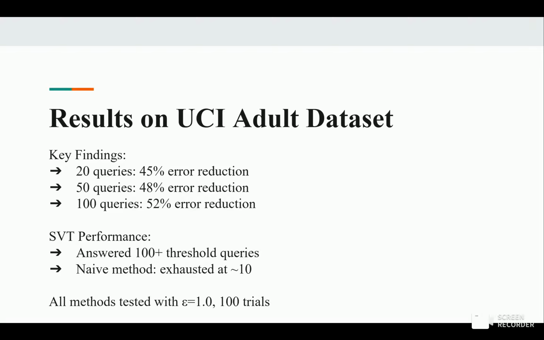I tested this on the UCI Adult dataset with over 32,000 records. With 20 queries, advanced composition reduces error by 45%. With 50 queries, it's 48%. And it keeps getting better as we add more queries. For threshold queries, SVT answered over 100 queries while the naive method uses all its budget at just 10. These aren't marginal improvements; they make the difference between usable and unusable systems.